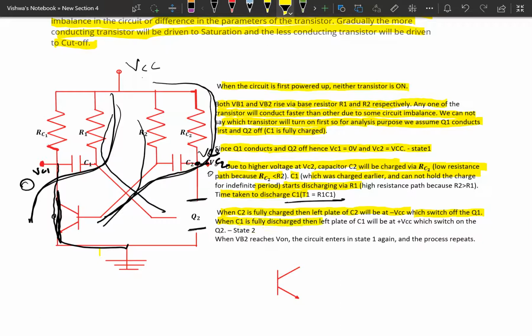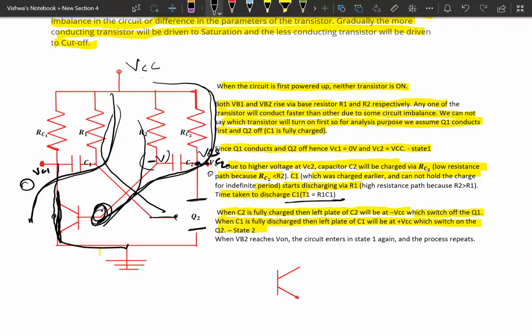This terminal becomes negative. When it becomes negative, the base of transistor 1 will be provided with negative voltage, then it will go to the cutoff region, and the right side of the capacitor C1 will become positive, that is greater than 0.7 volt. Then what happens? The base of transistor Q2 will be getting more than 0.7 volt. In that condition Q2 starts conducting. So that is state 2.